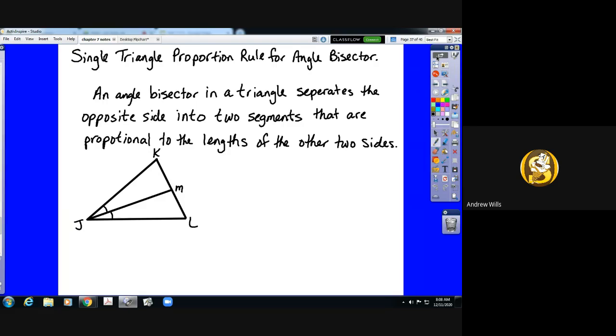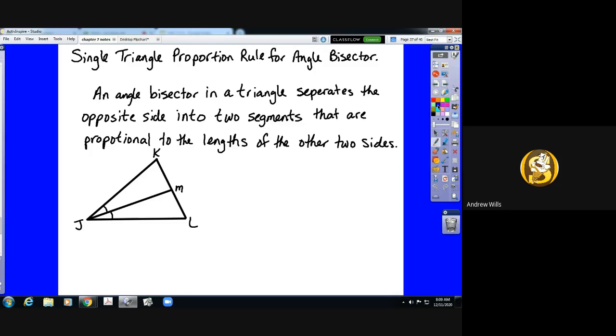All right, so again, we're doing the second half of Chapter 7, Section 5, which is parts of similar triangles. This particular video is going to focus entirely on the rule that is currently on the screen, which is called the single triangle proportion rule for an angle bisector. In words, what this says is that when we have an angle bisector in a triangle, it separates the opposite side from that angle into two segments that are actually proportional to the two remaining sides.